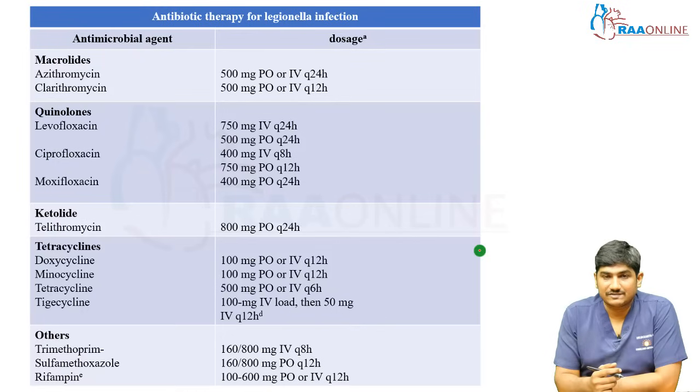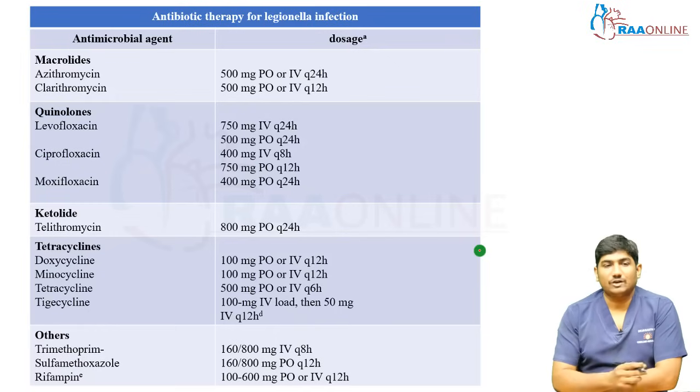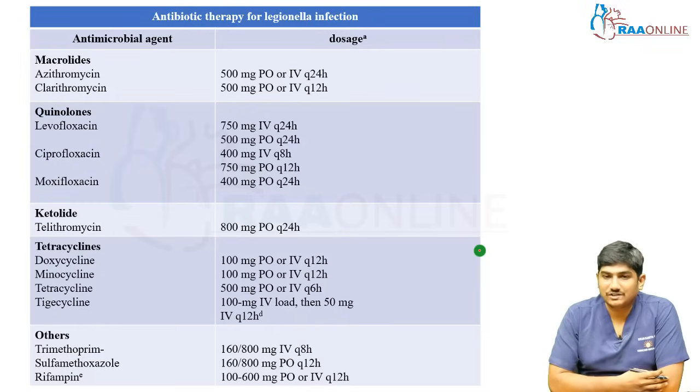Quinolones: levofloxacin 700 mg IV Q24 hourly or 500 mg per oral Q24 hourly. Ciplox, ciprofloxacin 400 mg IV Q8 hourly or 750 mg per oral Q12 hourly. Moxifloxacin 400 mg per oral Q24 hourly. For ketolide, telithromycin, we usually won't use that. Tetracycline, doxycycline 100 mg per oral or IV Q12 hourly.